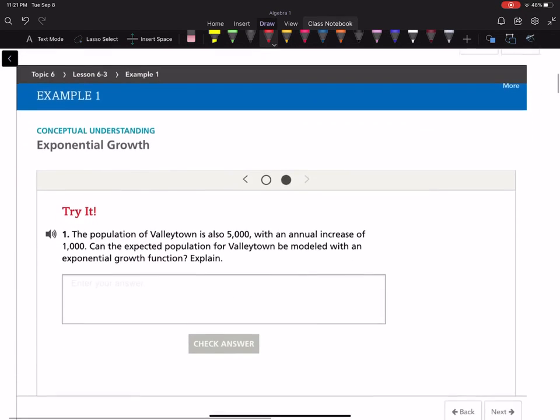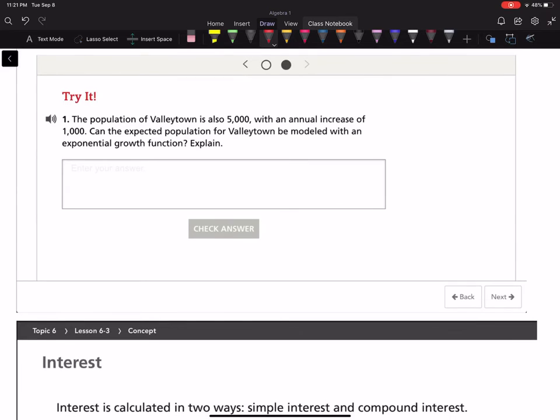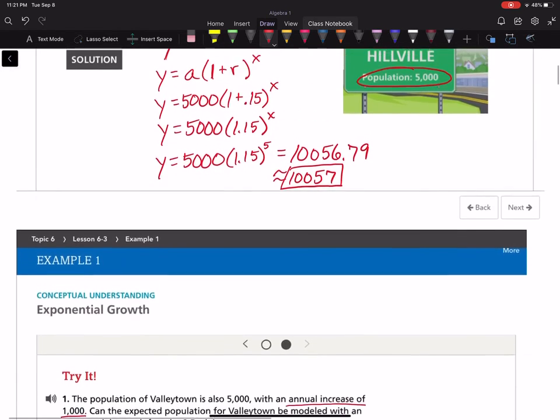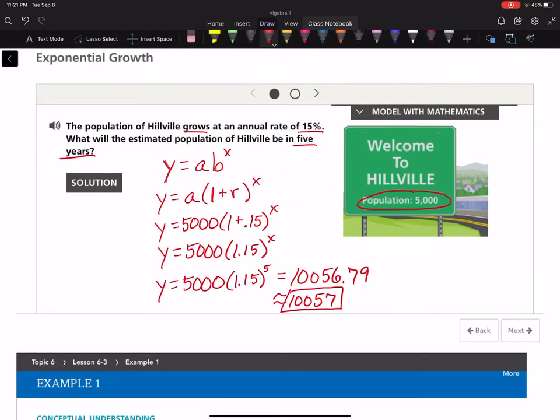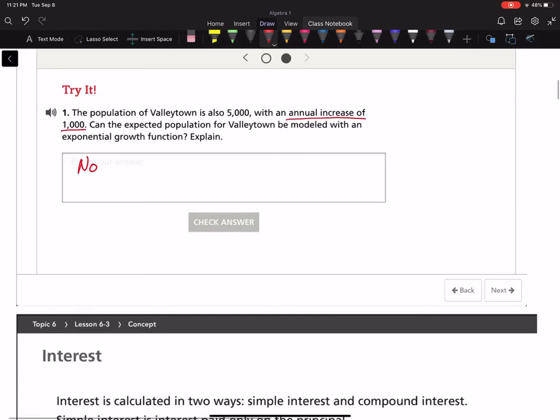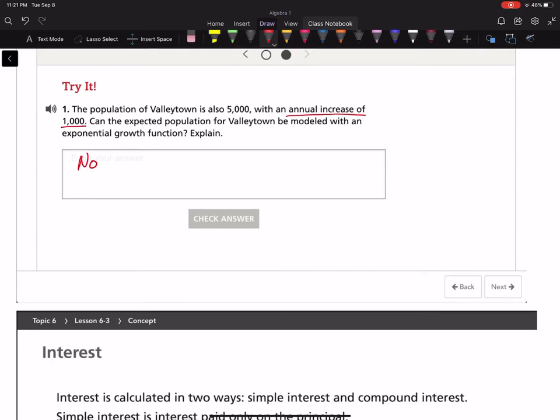Another example, same type question. It says the population of Valley Town is also 5,000 with an annual increase of 1,000. So this time it's increasing 1,000. Can the expected population of Valley Town be modeled with an exponential growth function? And the answer to this is no, because it's not. See, here with Hillville, it was growing by an annual rate of 15%. Valley Town is increasing by 1,000 every time.